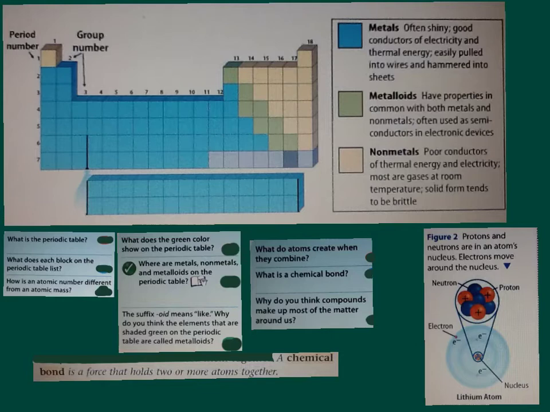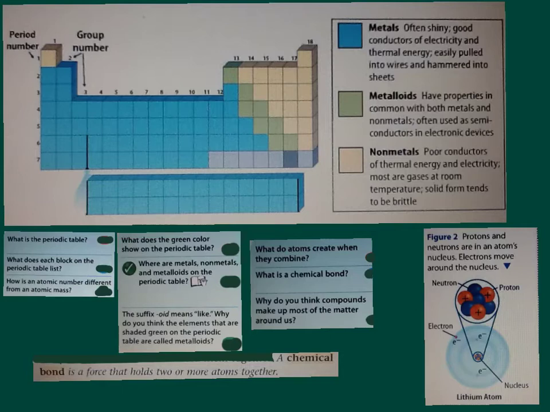Elements are organized in periods, rows, and groups, columns. The periodic table lists elements in order of atomic number. The atomic number increases from left to right as you move across a period. Elements in each group have similar chemical properties and react with other elements in similar ways. In this lesson, you will read more about how an element's position on the periodic table can be used to predict its properties. Reading check. How is the periodic table organized?